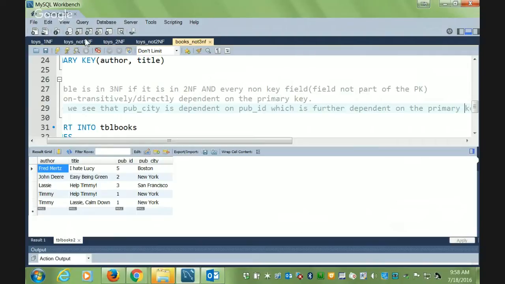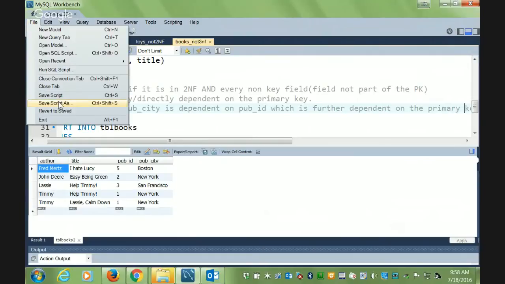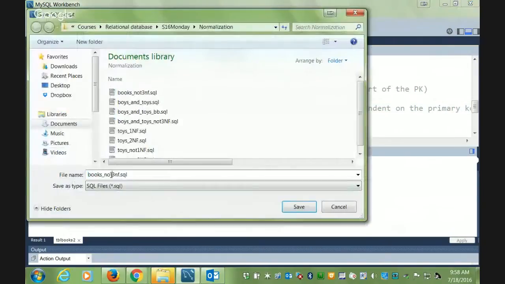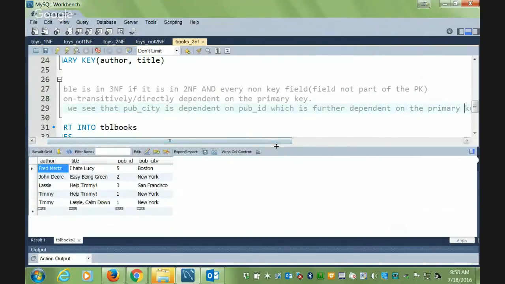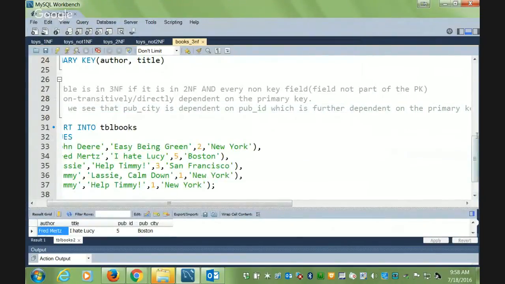So the last one, the third normal form. So I'm going to save it as the third normal form, just so that I have all my files. I know where I started. Okay, and then save it. And now let's do it.